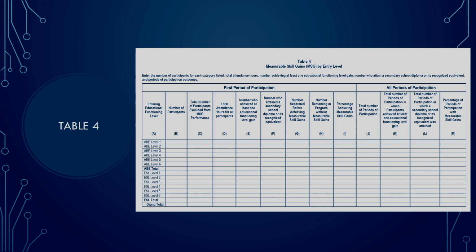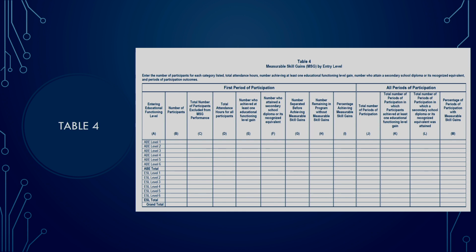Columns J, K, L, and M all deal with the total number of periods of participation within the program year. As we mentioned before, a student can have more than one period of participation throughout a year by having 90 days of separation or inactivity. And if they come back, they can activate a second period of participation. So what columns J, K, L, and M are looking at is what's happening throughout all of your periods of participation. Every student that shows up in column B will also show up in column J. Every student from column B that has a second period of participation will also be calculated in column J. So the total number in column J will be either equal to or greater than column B due to the number of periods of participation those students have for that entering EFL.